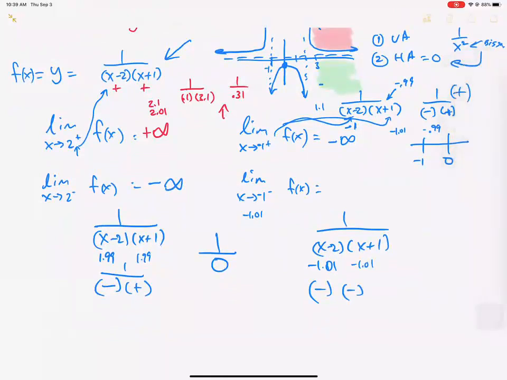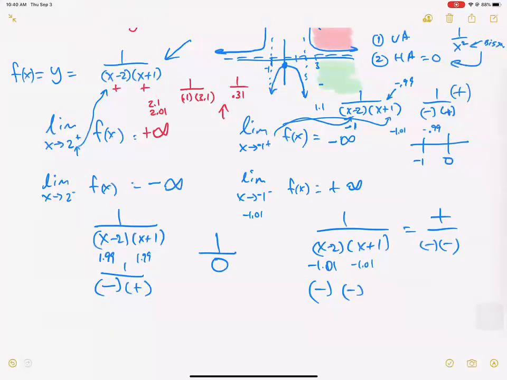So this fraction looks like a positive over a negative and a negative. A negative and negative become a positive for us. Turns out this is just plus infinity. Again, we know it's going to be infinity. We just don't know which one. How do we know it's going to be an infinity?